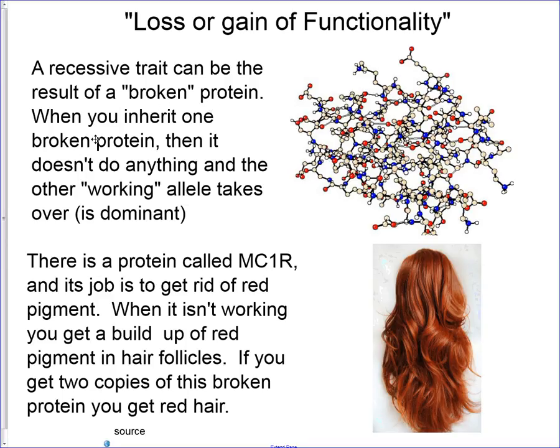So when you inherit one broken protein, it doesn't do anything, and the other working allele that codes for a protein is going to take over, and that will be dominant. For example, MC1R is a protein whose job is to get rid of red pigment. When it isn't working, you get a buildup of red pigment in your hair follicles. But if you have one working protein, no big deal. It will still clean up all the red pigment.